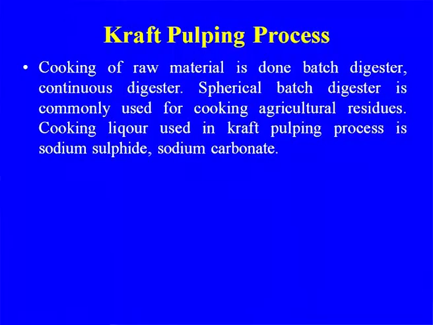The cooking of the raw material is done in the batch digester, continuous digester, or spherical batch digester, that is for the agro based raw material. The cooking liquor used in kraft pulping, as I told you, is a mixture of sodium sulphide, sodium hydroxide and sodium carbonate, which we use for cooking purposes.